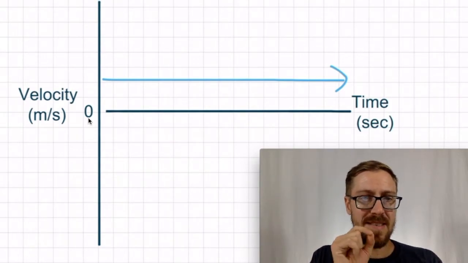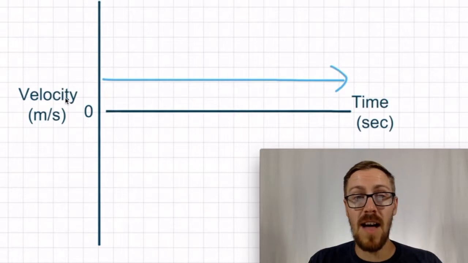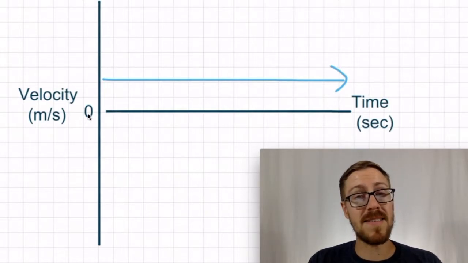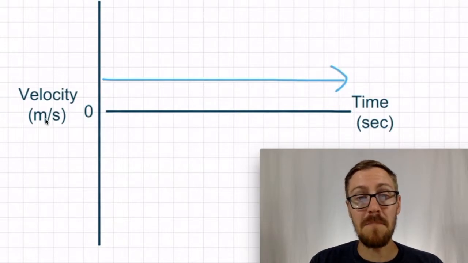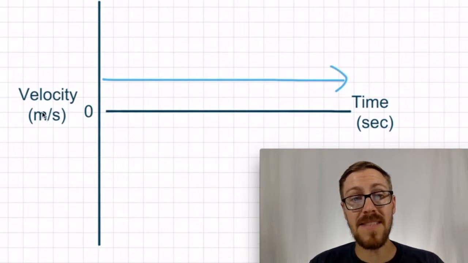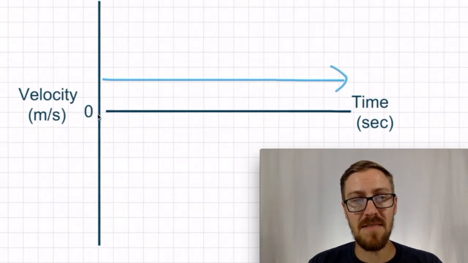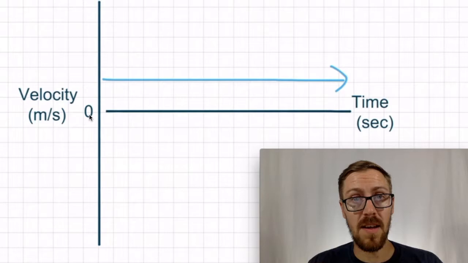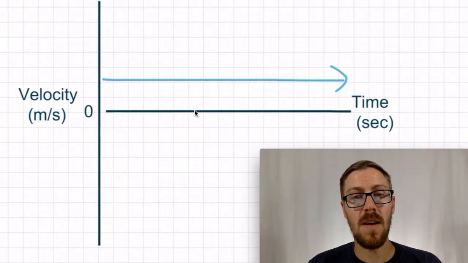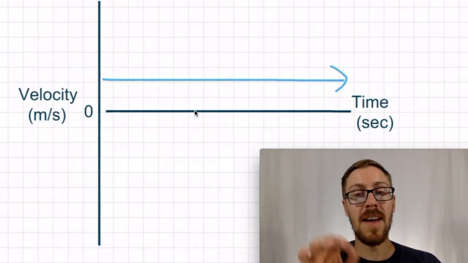On this specific kind of graph, the velocity graphs, 0 isn't 0 meters or 0 centimeters, it's 0 meters per second. Now that's a speed. So this 0 in the middle here is not moving. So if you see a line that's getting closer and closer to the 0, it's not getting closer to the observer, it's getting closer and closer to not moving.